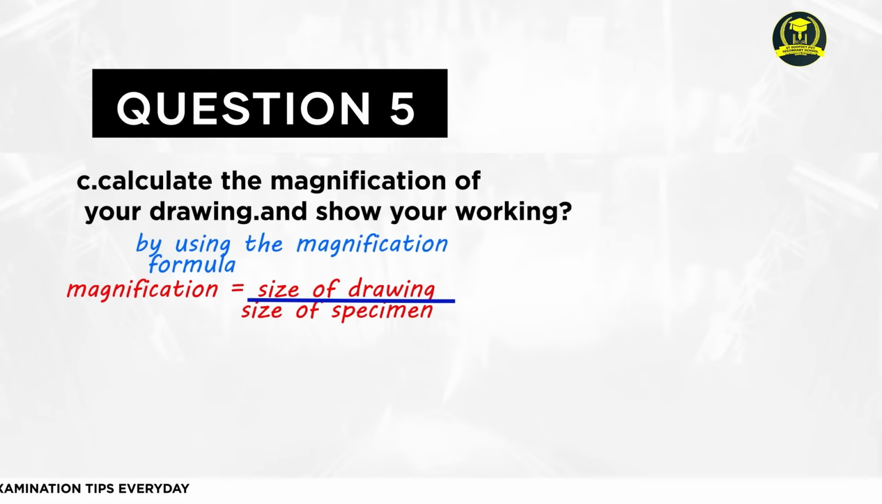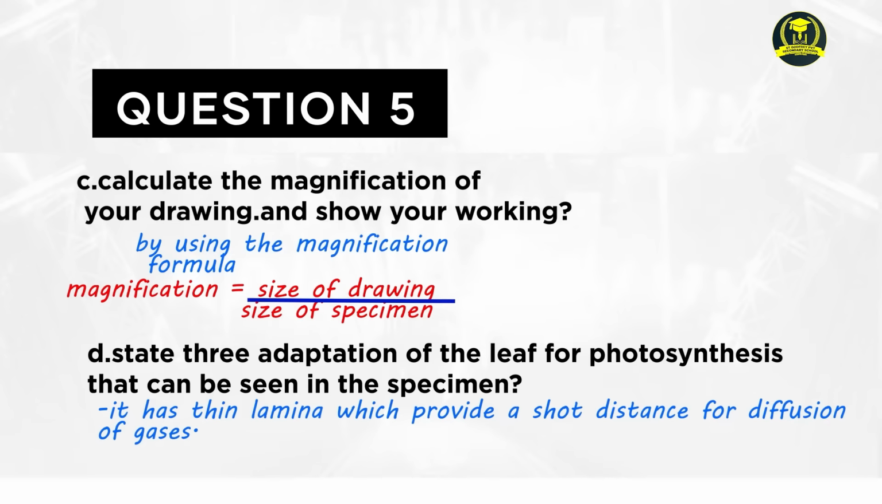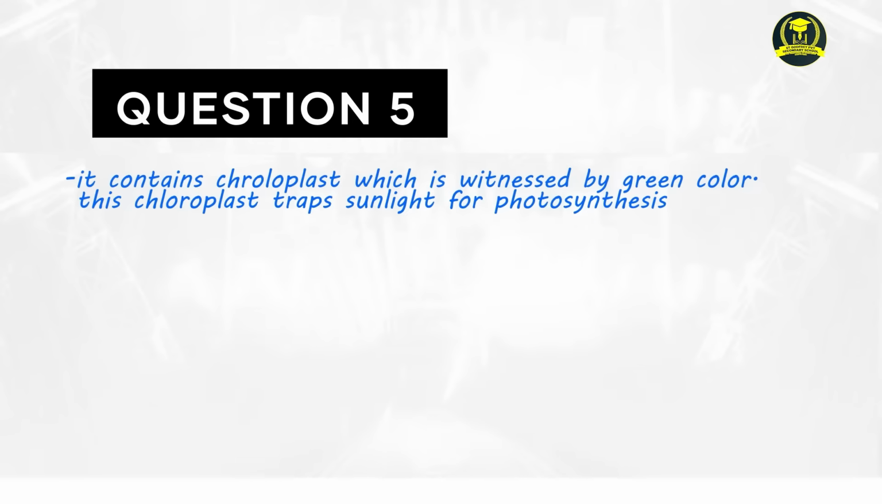Question D. State 3 adaptations of the leaf for photosynthesis that can be seen in the specimen. These are: number 1, it has thin lamina, which provides a short distance for diffusion of gases. Number 2, it has a broad surface that increases surface area for gaseous exchange. Number 3, it contains chloroplast, which is witnessed by the green color. This chloroplast traps light energy for photosynthesis.